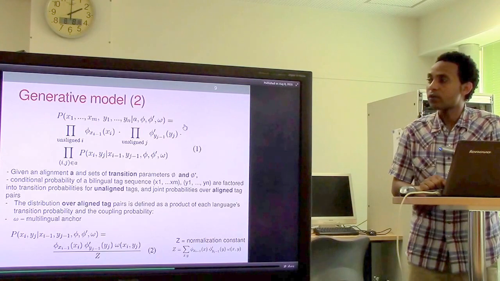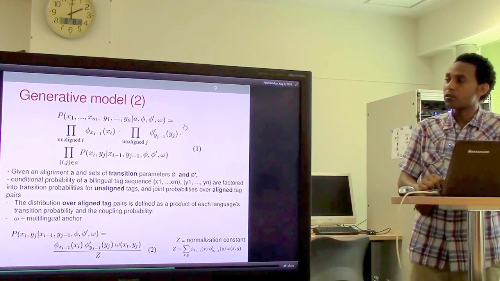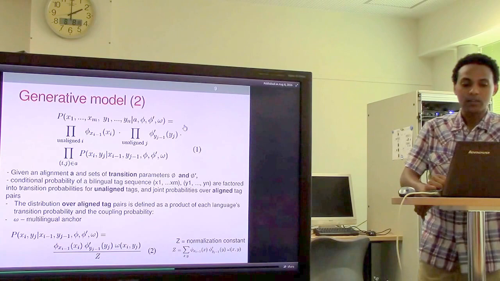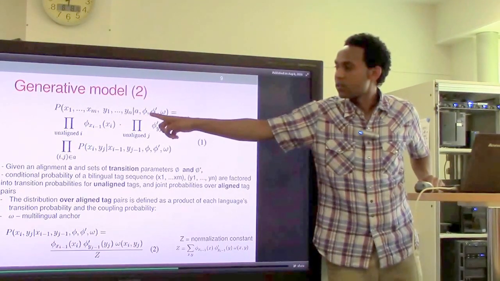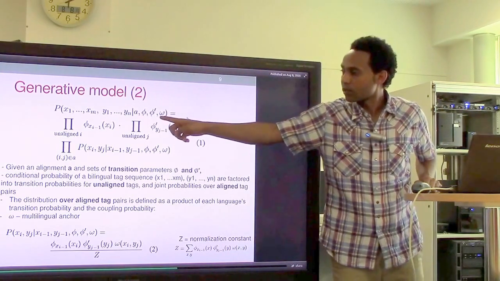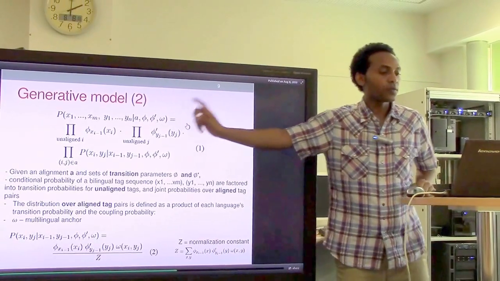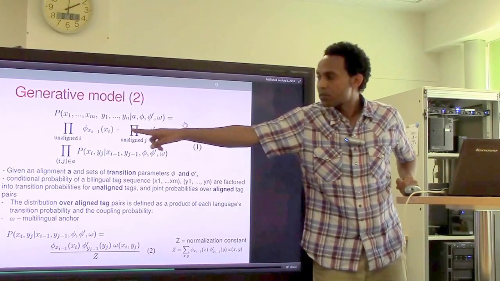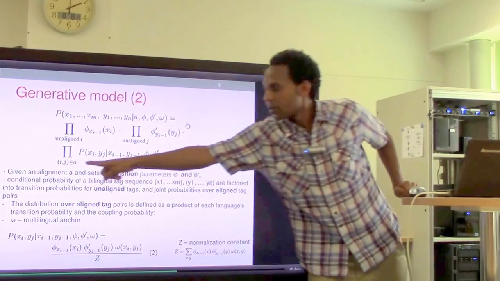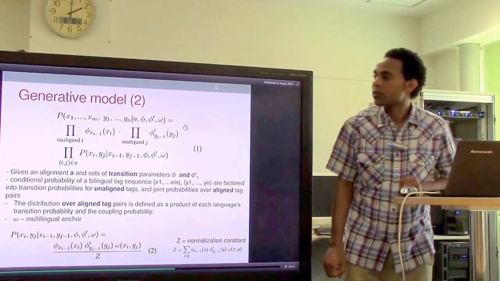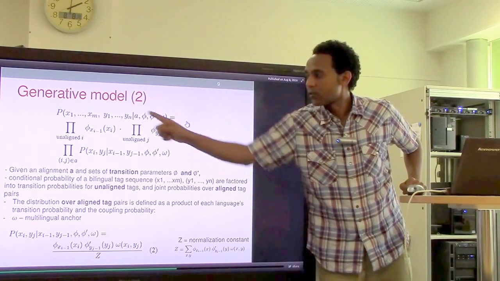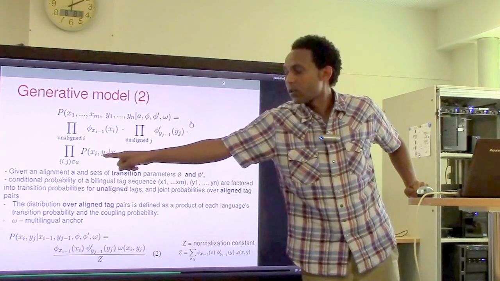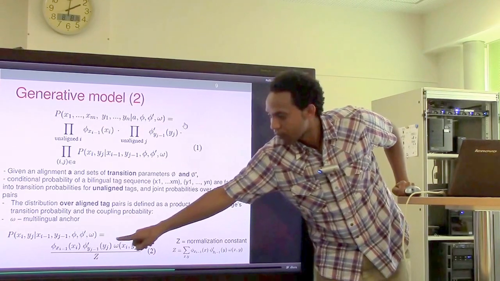So this is the formula of the generative model. The conditional probability of the tag sequence X1 up to XM and Y1 up to YN, given the alignment, is built from the transition probability of the first language, the transition probability of the second language, and the coupling probability between these two languages. So in this formula, it's the product of the unaligned terms and also the aligned terms, which are elements of the alignment. So these are the product of the transition probabilities of the unaligned, and here is another term. This is also by itself a conditional probability, which is given by this formula.